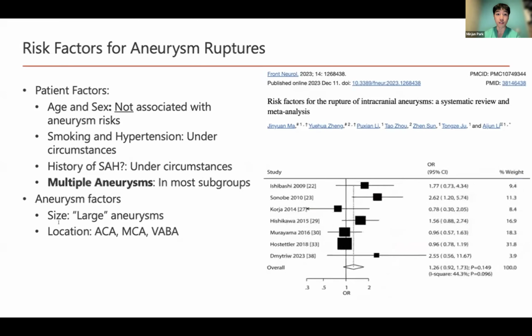And then multiple aneurysms, and aneurysm factors such as so-called large aneurysms, which every study defines separately, but the widely accepted cutoff is 7 millimeters. The locations of these aneurysms, like the ACA, MCA, and vertebrobasilar artery, have mostly been agreed upon as prominent risk factors. So the big takeaway I got from this is that a lot of these things are heterogeneous. Even though smoking, hypertension, and history of subarachnoid hemorrhage are known risk factors, they're not necessarily seen in all different types of subgroups.